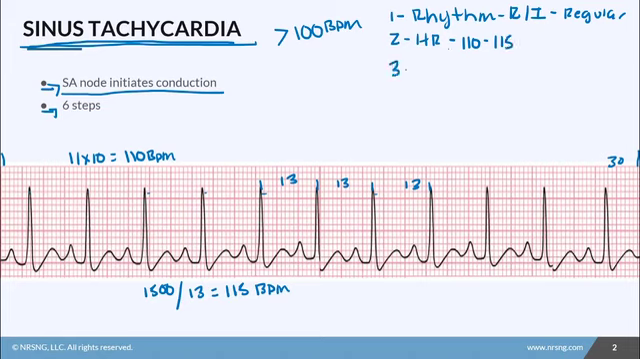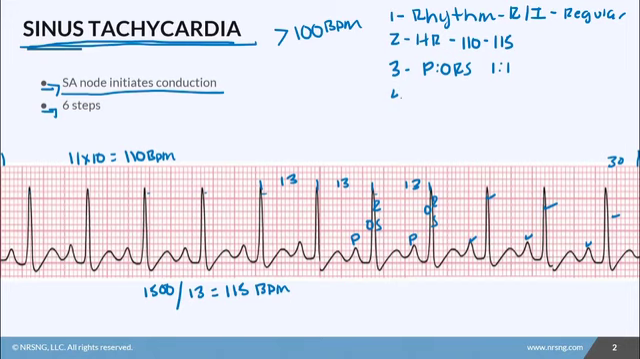Now let's do step 3. In step 3, we need to look at the P to QRS ratio. Do we have one P wave followed by a QRS in every complex? And we do. So every P wave has a QRS behind it. So our P to QRS ratio is 1:1.